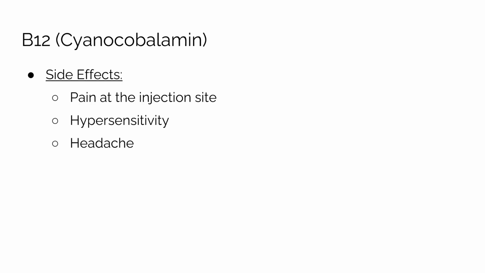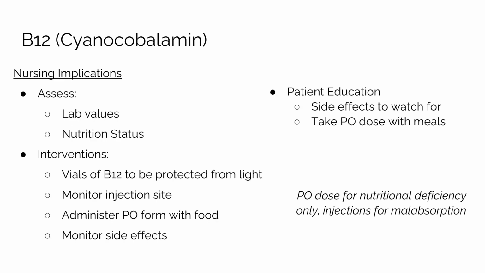Side effects of vitamin B12 include pain at the injection site, hypersensitivity, as well as headaches. Nursing implications of vitamin B12. You should assess the patient's lab values as well as their nutrition status. Interventions include ensuring the vials of vitamin B12 are protected from light, monitoring the injection sites, and ensuring you administer PO forms with food. You should also monitor for any side effects.